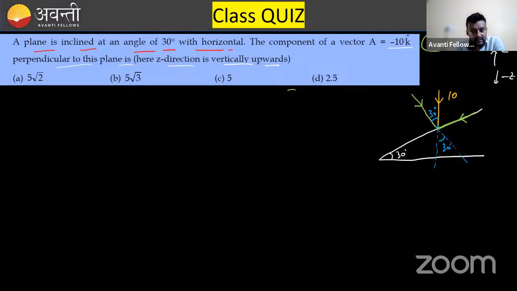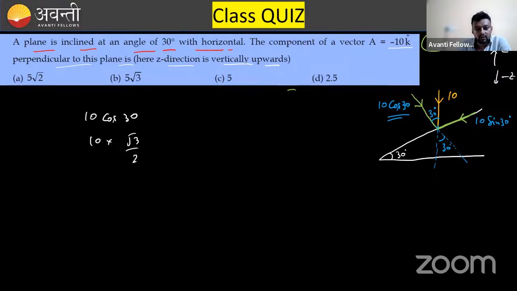This component will be tan cos 30 and this will be tan sin 30. Which component are they asking? They are asking the component which is perpendicular to the plane, and this component is perpendicular to the plane. So the answer is tan cos 30. If you put the values, tan cos 30 is what?